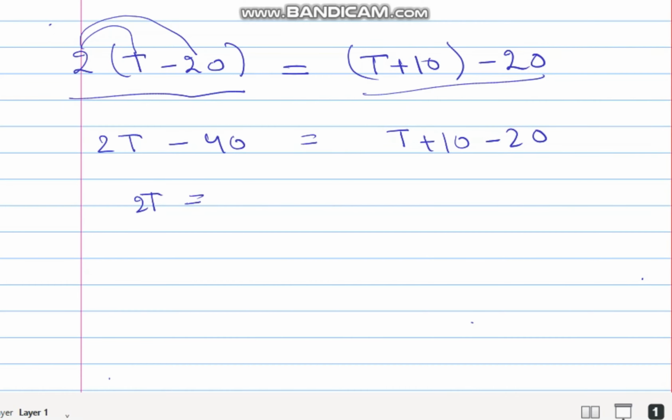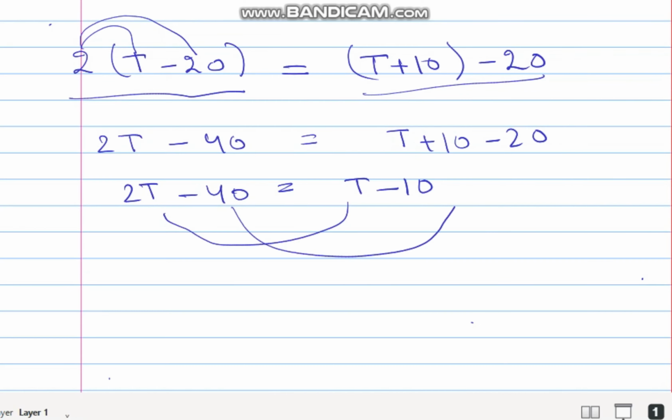Now let me derive the value of t. 2t minus 40 is equal to t minus 10. Okay, so please shift the t here and minus 40 to here, so the sign will change to the opposite. 2t minus t is equal to minus 10 plus 40. Now it will be t, and I will get t is equal to 30 basically.